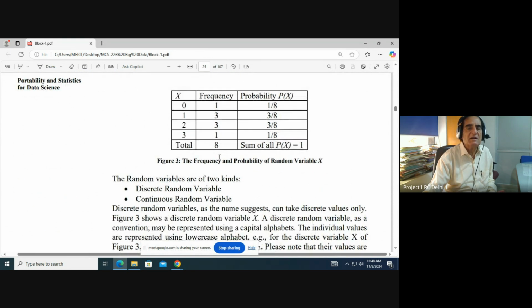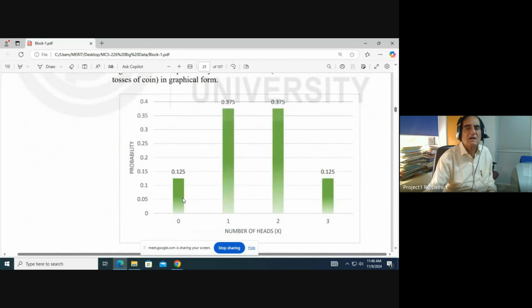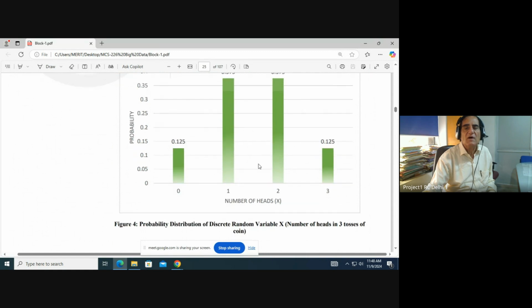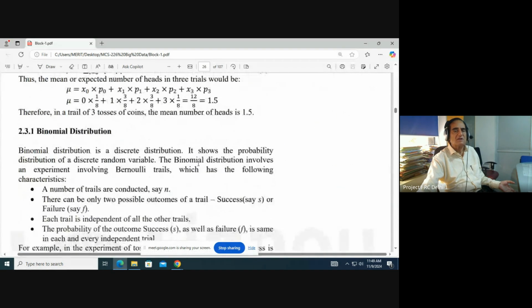Discrete random variable, continuous random variable, that's how this has been done. So this is the graph shown. This is 1, 2, 3, and all these things. So that's the probability distribution of discrete random variable X, number of heads in 3 tosses of the coin. So these are the type of things.